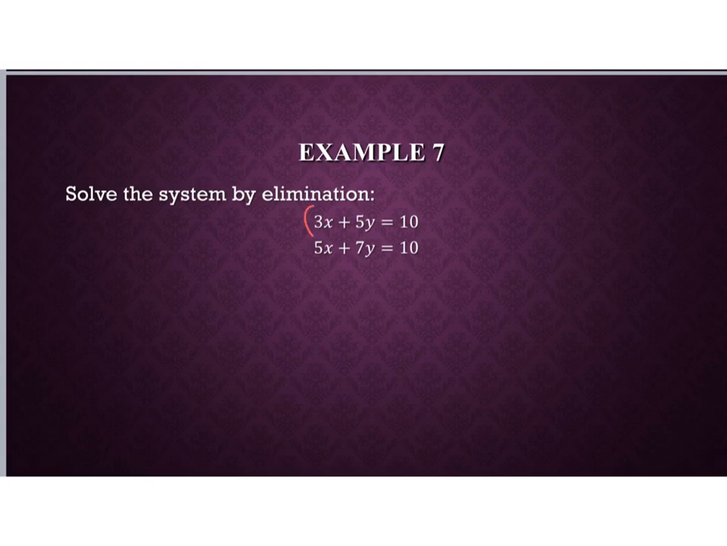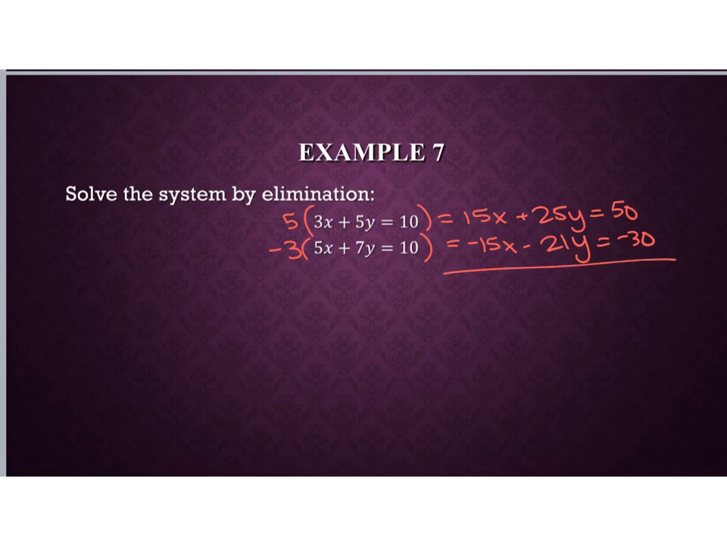So if I multiply my top equation by a positive 5 and my bottom equation by a negative 3, this is going to give me 15x plus 25y equals 50. And negative 3 times 5 is negative 15x minus 21y equals negative 30. So if I add these together, I'm left with a positive 4y equals 20. And if I solve for y, y is going to equal 5.